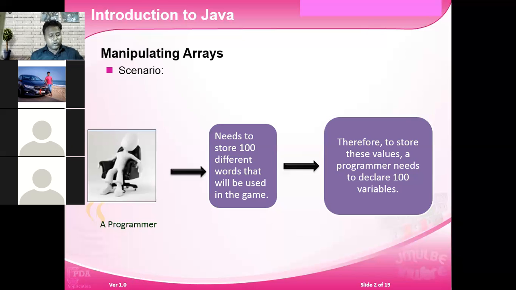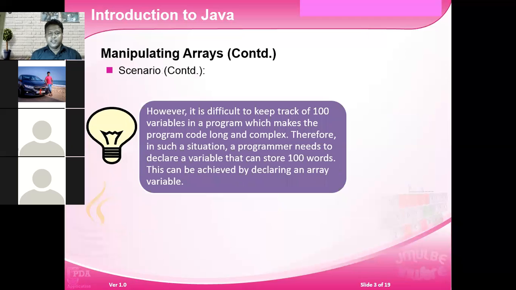The programmer को हमको 100 variable टा define करने को पड़ेगा. However, it is difficult to keep track of 100 variables in a program, which makes the program code long and complex. Therefore, in such a situation, a programmer needs to declare a variable that can store 100 words. So this can be achieved by declaring an array.